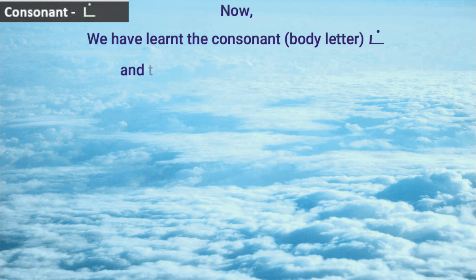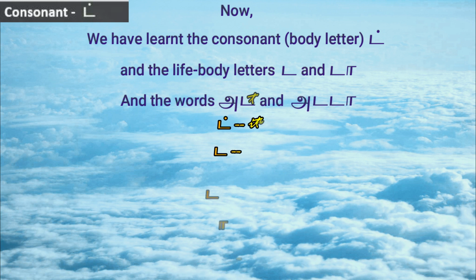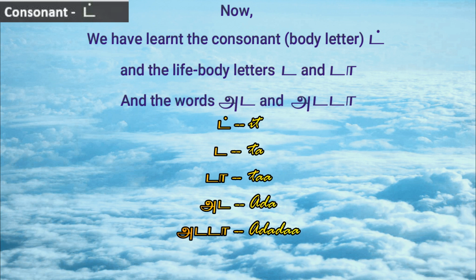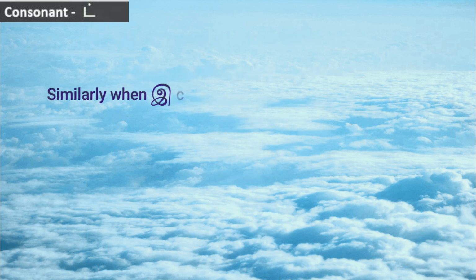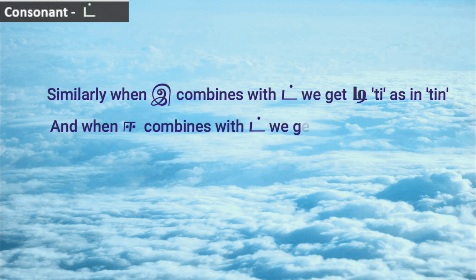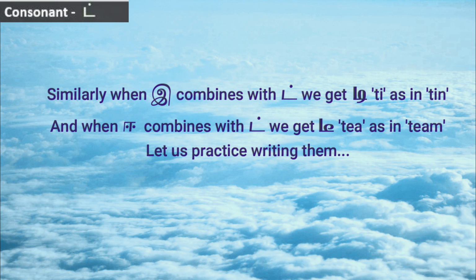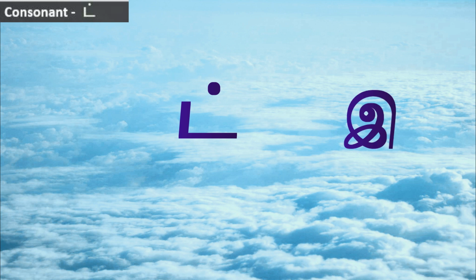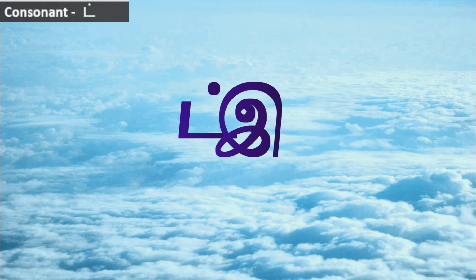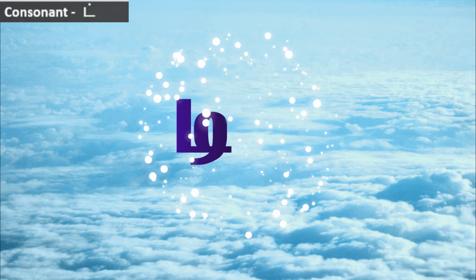Now we have learned the consonant, that is body letter it, and the life body letters உயிர்மெய் எழுத்துக்கள் ta and ta, and the words ada and adada. Similarly, when E combines with it, we get T as in tin, and when E combines with it, we get T as in team. It combines with the உயிர் எழுத்து E and produces the உயிர்மெய் எழுத்து T.